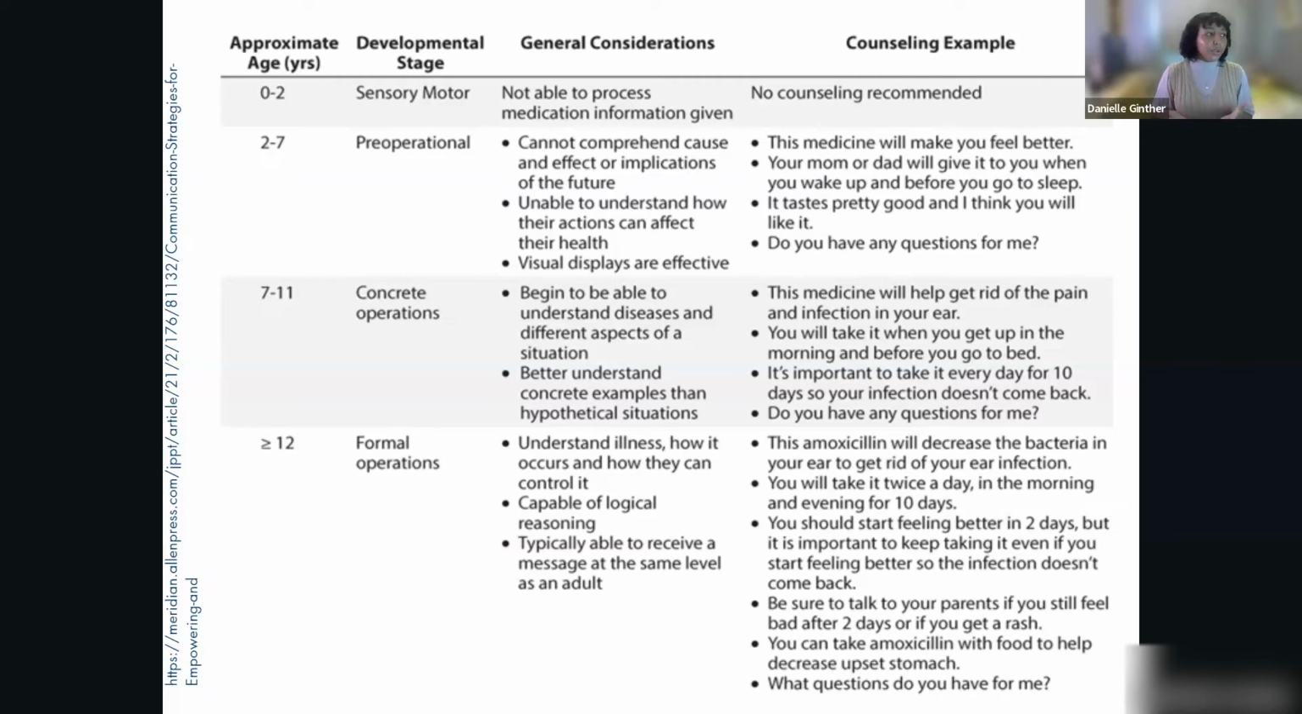So for 0 to 2, they're in their sensory motor stage, they're not really quite understanding language yet. So it's not really useful to try and communicate health information to them. But 2 to 7, they can start to understand these things. They cannot comprehend cause and effect, but visual displays are effective in explaining things like this medicine will make you feel better. Your mom or dad will give it to you when you wake up and before you go to sleep. And asking if they do have any questions.